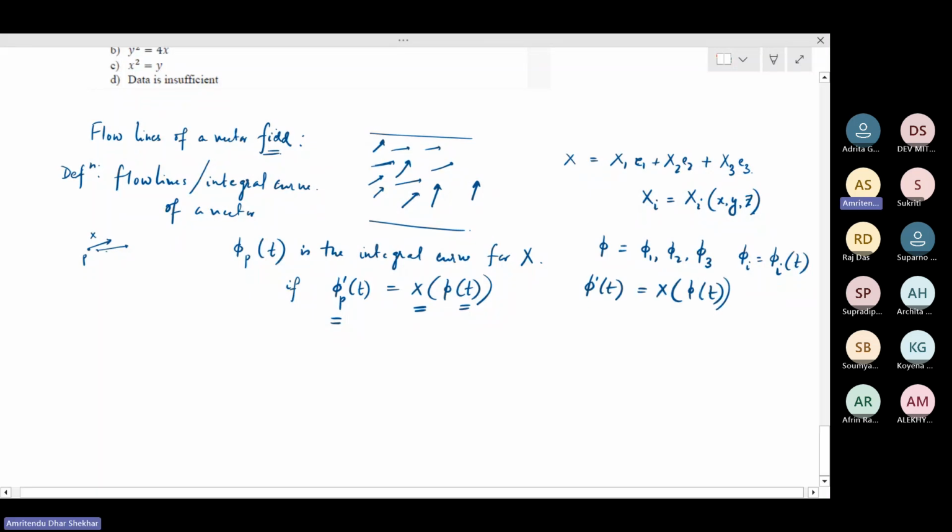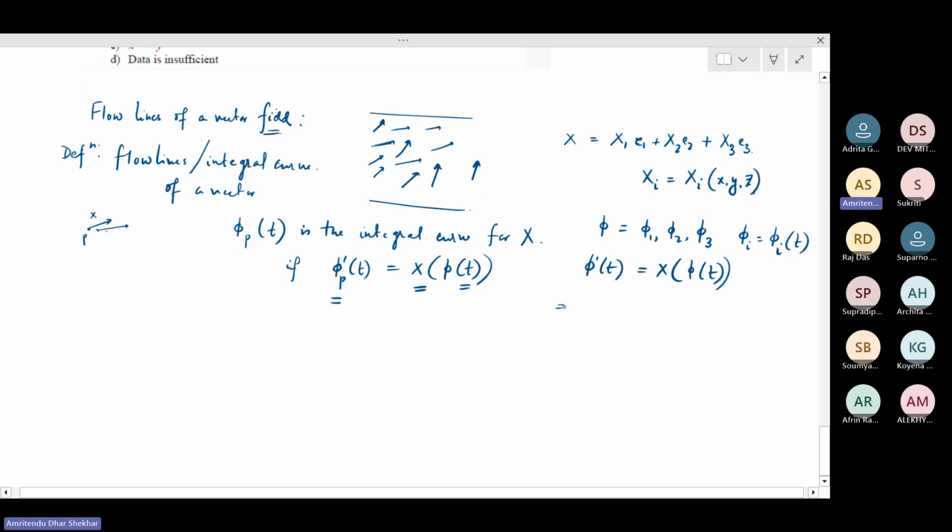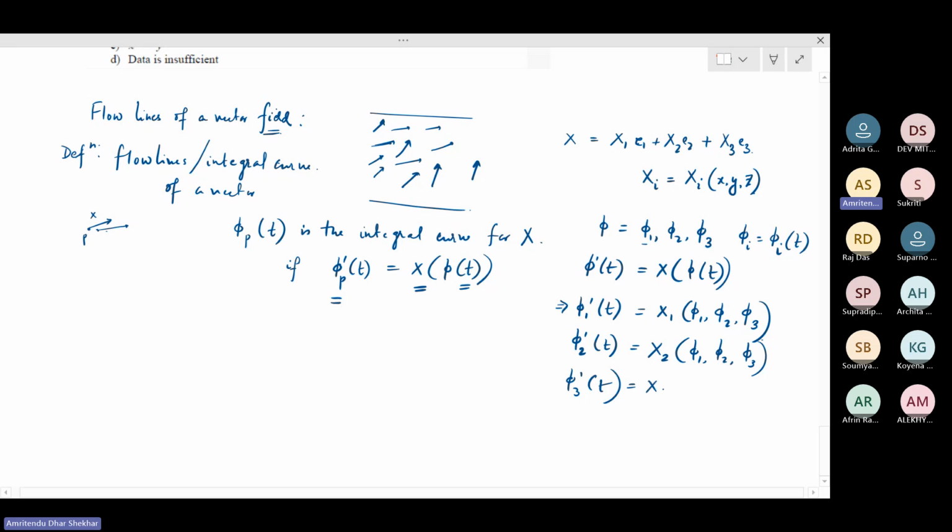If you were to write this down in the form of components, what this means is that phi 1'(t) is equal to x1 of (x, y, z), but the x coordinate is phi 1, the y coordinate is phi 2, and the z coordinate is phi 3. Okay. Similarly, you get phi 2'(t) is equal to x2 of phi 1, phi 2, phi 3, and phi 3'(t) is equal to x3 of phi 1, phi 2, phi 3.